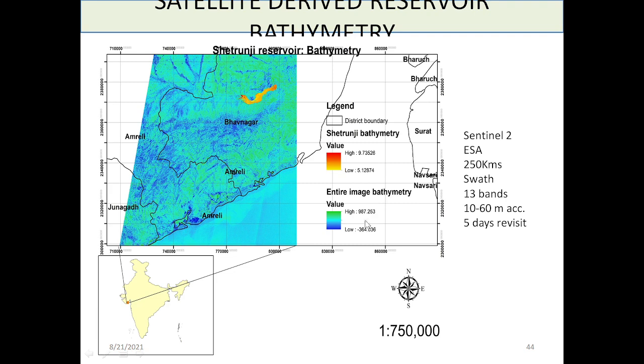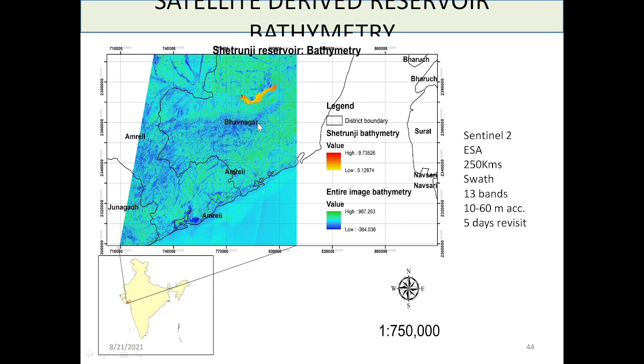So where it is converted, the gradation has been converted to a range of 5 meters to 9 meters. So that is the technology we are talking about. Now once I have validation data for this reservoir, I can predict the depth information for all the water bodies in these 250 square kilometers.